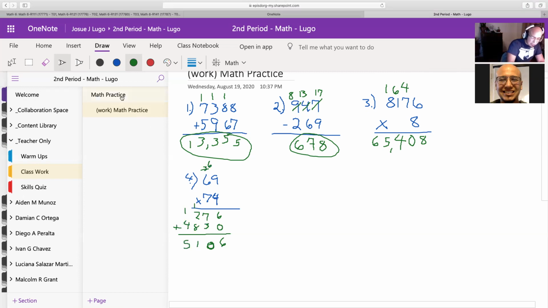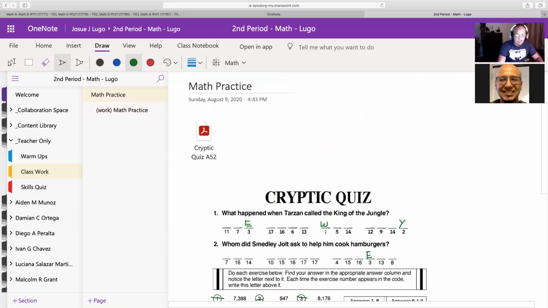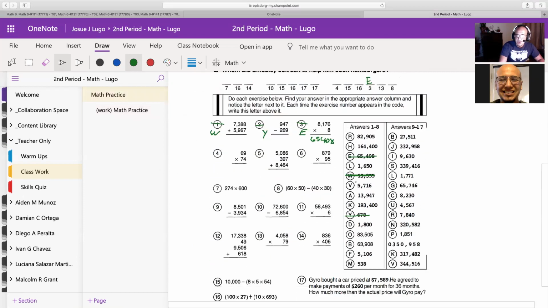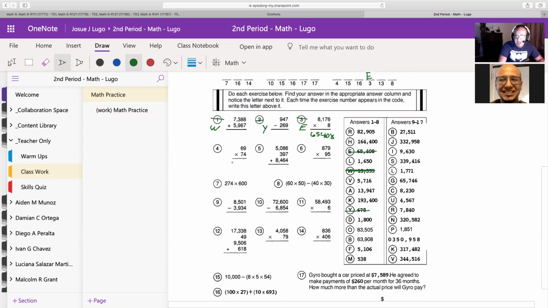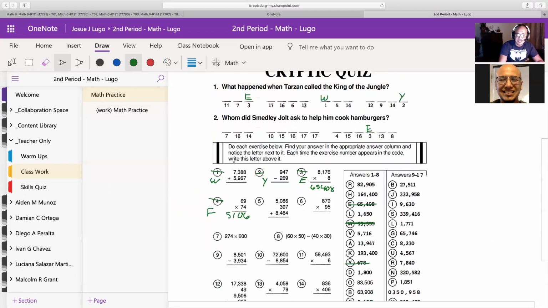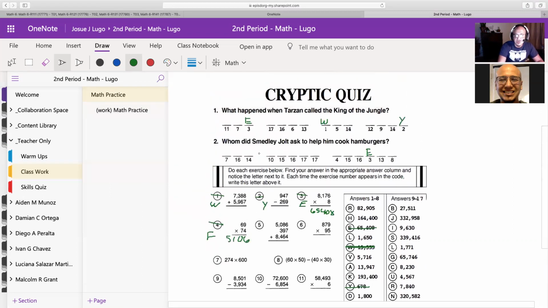I might even write it down here in my notebook so that now when I go over here, I know what to look for. I'm going to look for 5,106 for number 4. I might even write it down right here, 5,106. That's the answer that I got. And is it here? Here it is. It's F, 5,106. So for number 4, the answer is going to be F. So wherever I see a number 4, and I see one right here, I'm going to write the letter F. And there you go.